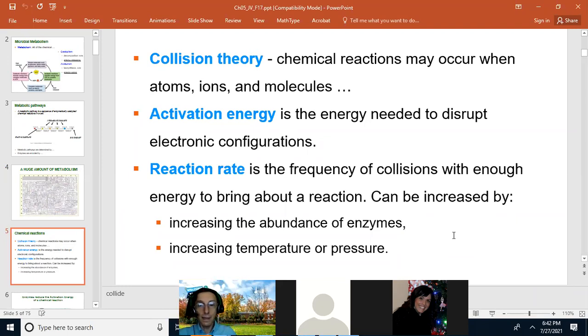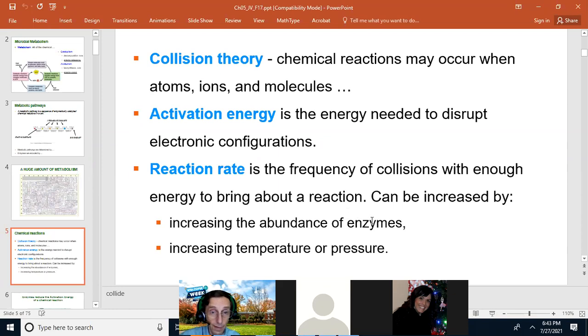The activation energy is the energy needed to disrupt the electronic configurations in the reactant and then make the product. The reaction rate is the frequency of collisions with enough energy to bring about a reaction. You can increase the reaction rate by increasing the abundance of enzymes, and then the reactant is more likely to find the enzyme, and is more likely to be converted into the product.